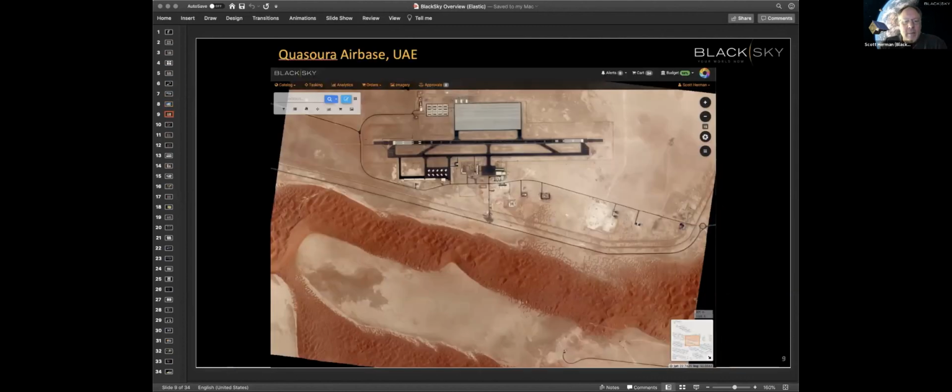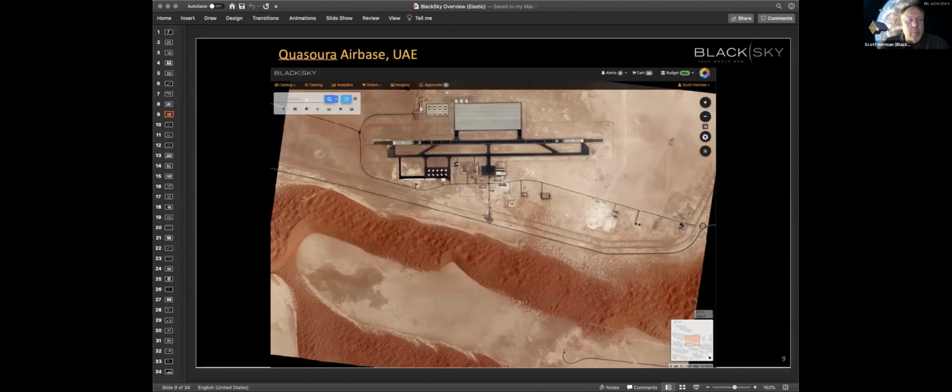And this is an example of the imagery that comes back. This particular shot is of an airbase in the southern part of the Emirates in the Arabian Gulf or the Persian Gulf. And it gives you a sense of what kind of detail you can make out when you take these pictures from space.